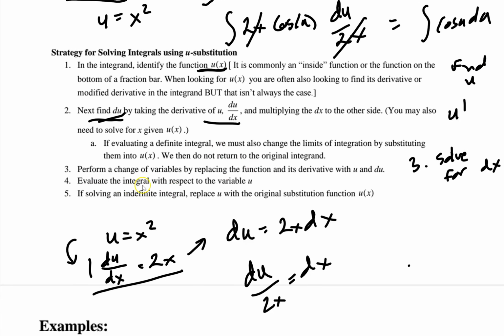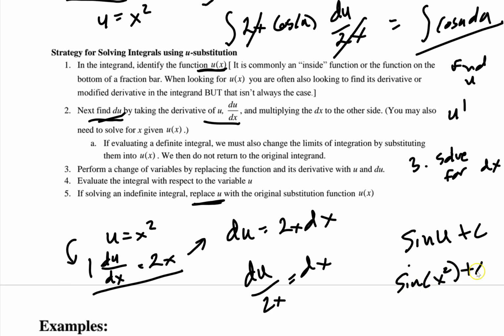Go back to integral with respect to u. And then once you've done integrating this, like over here I have cosine u. Integral of that's going to be sine u plus c. Once you're done, don't forget to go back and plug your u back in. So this would be sine of x squared plus c. But that's generally the steps.